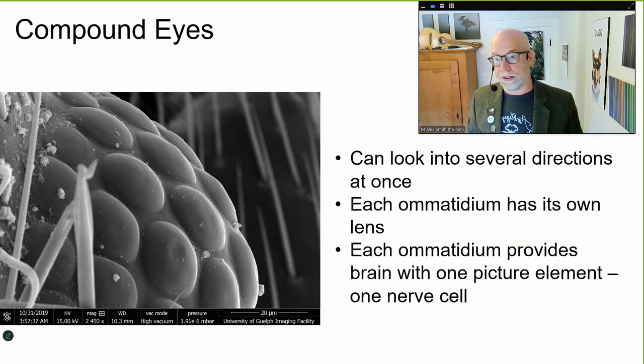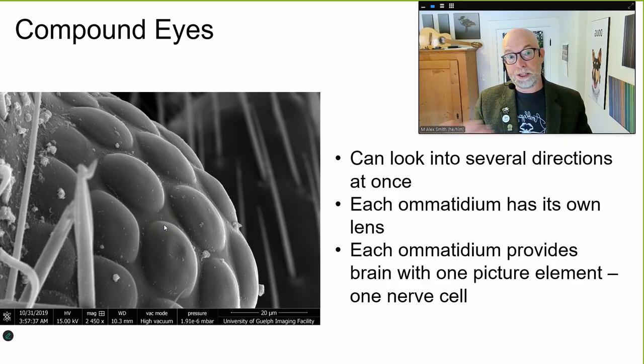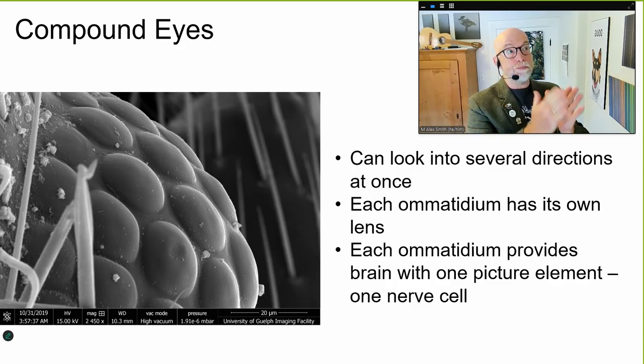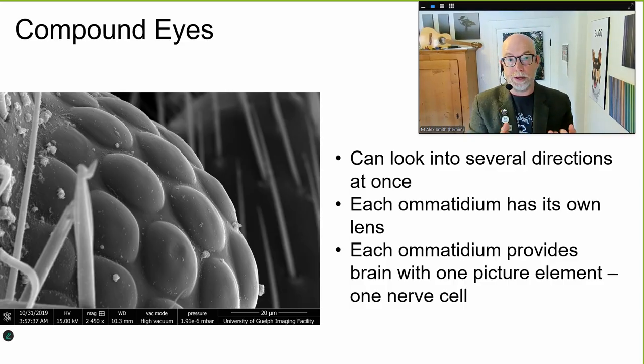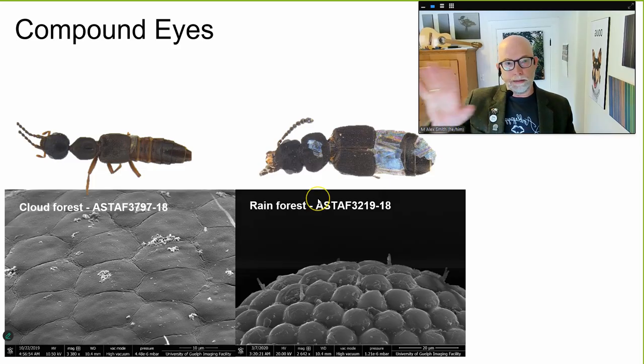So some of the pluses of having this compound eye: you can see this is a different species of beetle. You can see the shape of the ommatidia are different, that the space between them is different, so that the angle that is achieved between each ommatidium is different, and all these have to do with sensitivity and acuity. But it provides the capacity for the organism to look in several directions at once. And each ommatidium provides the brain with one picture element, so it's like a pixel essentially. It's not a whole bunch of different images. But I'll come back to this.